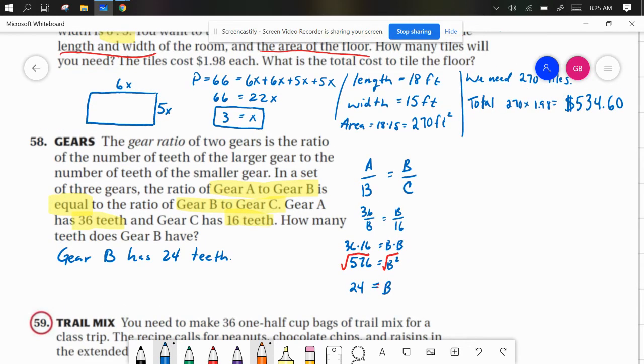And then for 57, I forgot to write the total cost of the tiles will be $534.60.